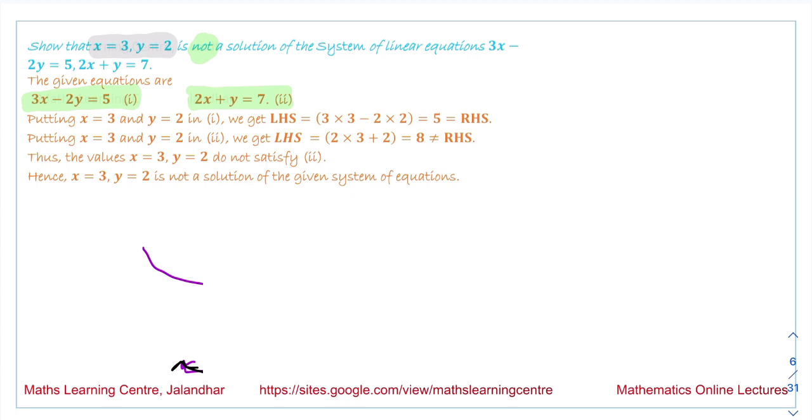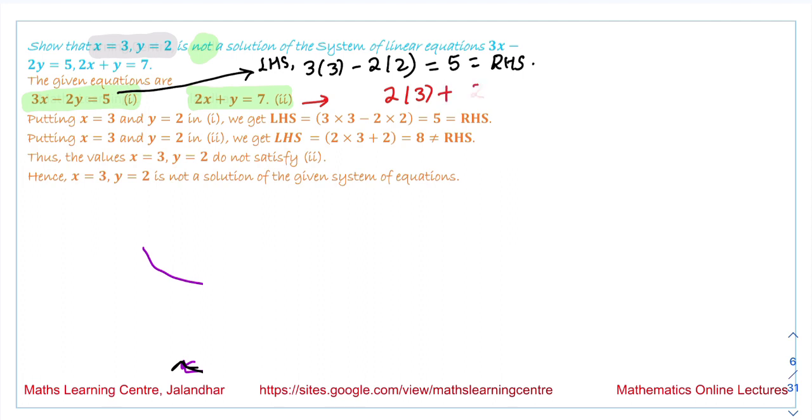If we substitute these values in the first equation, we get 3 into 3 minus 2 into 2. This is the LHS of equation number 1, and the answer we get is 5, and that is equal to the RHS. When we are talking about the second equation, it is 2 into 3 plus 2.